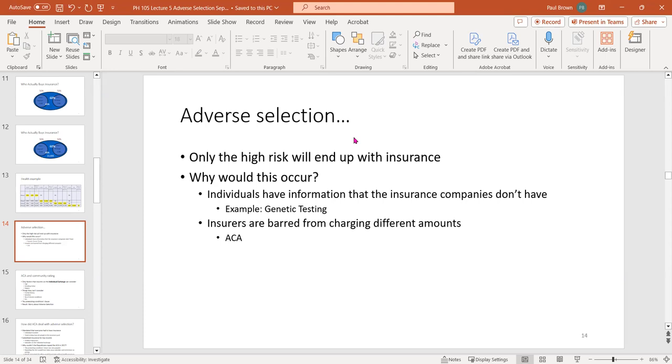So did young people pay too much? Is that what it means in the Affordable Care Act? Did young people pay too much? Yes. One of the criticisms of the Affordable Care Act is that healthy people pay too much. What they mean is that healthy people pay more than their expected cost. Is that a problem with the Affordable Care Act?